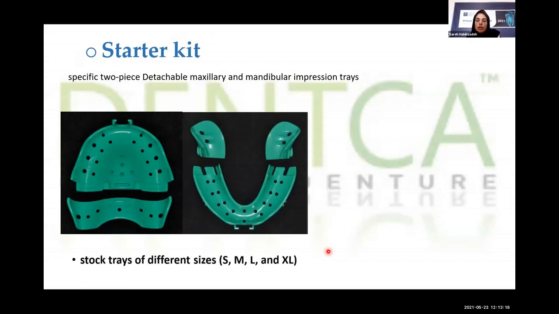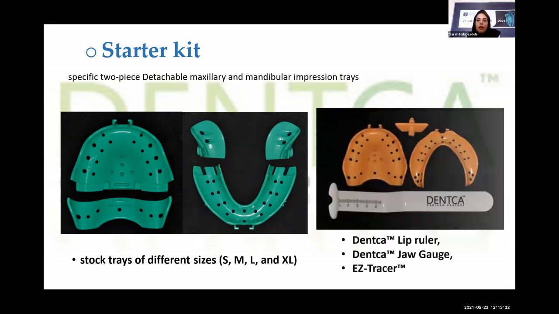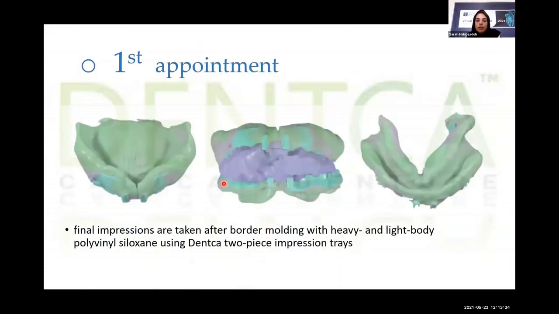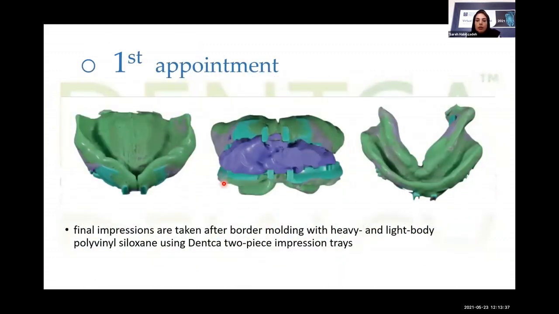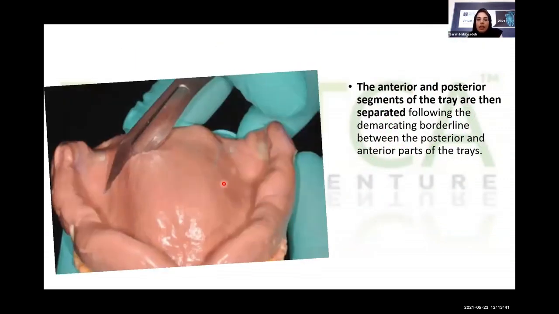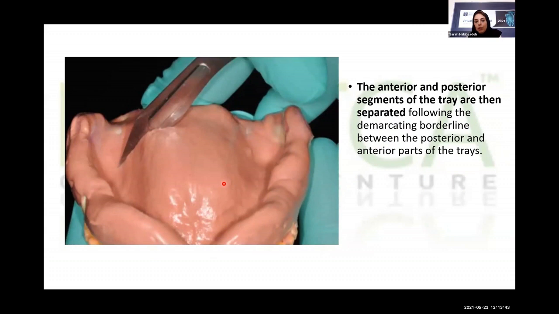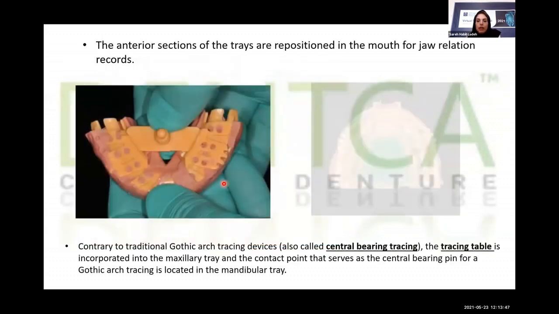It also starts with the introductory kit. So we see we have special trays again in this starter kit. They come in various sizes, and as you see, these are detachable, so you can detach the posterior and anterior part of the tray. The first appointment will be border molding and impression taking with these trays. And after that, we will separate the anterior and posterior part of the tray, as you see in this picture.